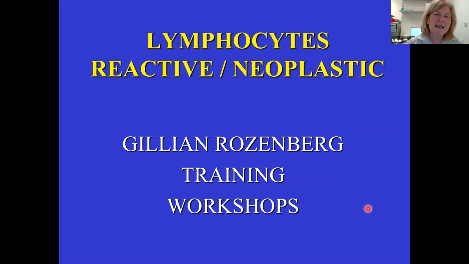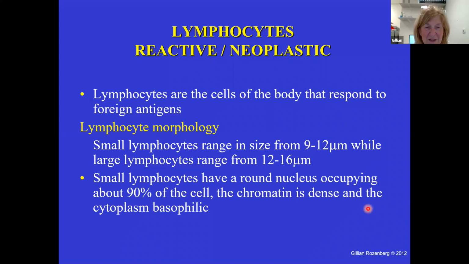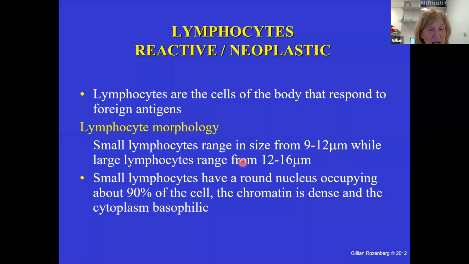So our next topic today is lymphocytes, reactive versus neoplastic. Lymphocytes are the cells of the body that respond to foreign antigens. Small lymphocytes range in size from 9 to 12 microns, while large lymphocytes range from 12 to 16 microns. Small lymphocytes have a round nucleus occupying about 90% of the cell. The chromatin is dense and the cytoplasm is basophilic.